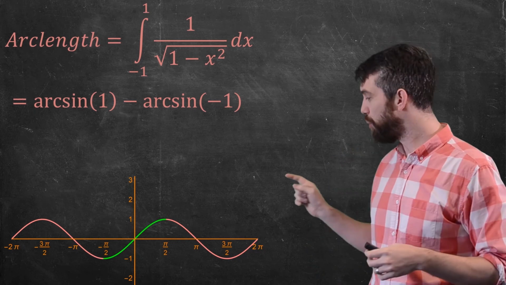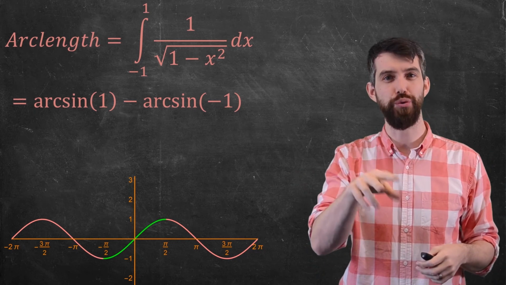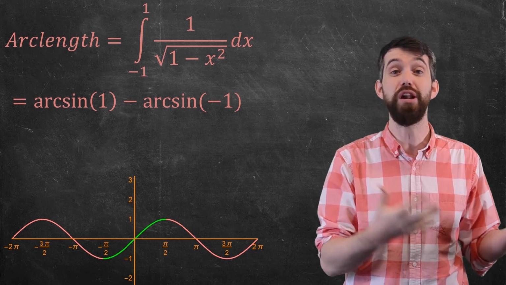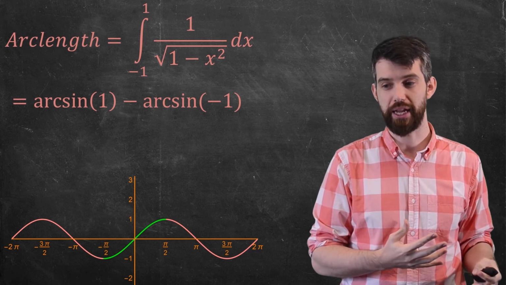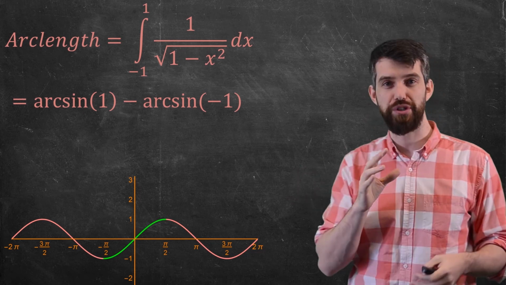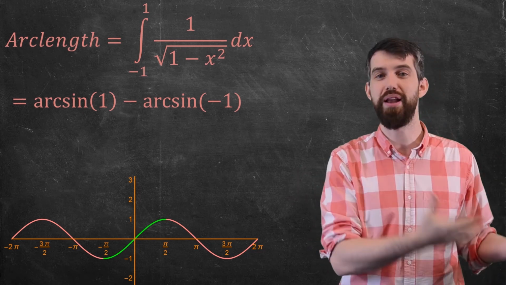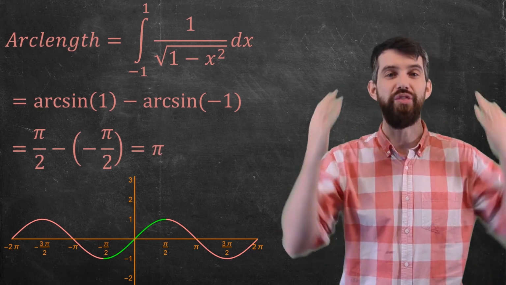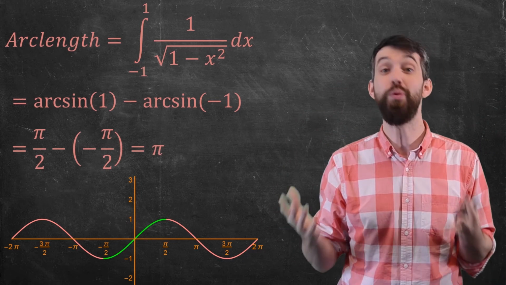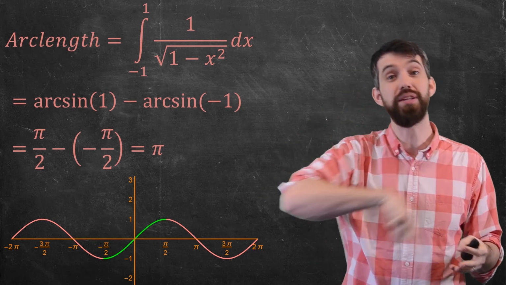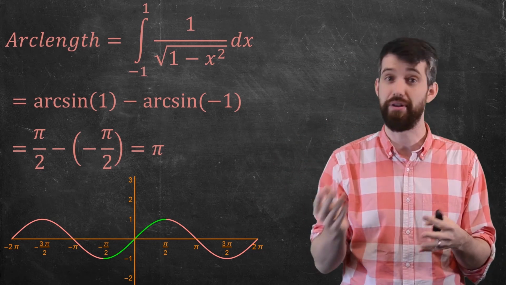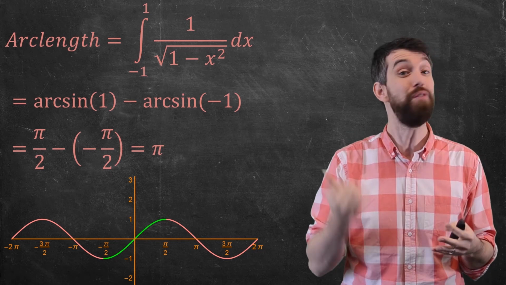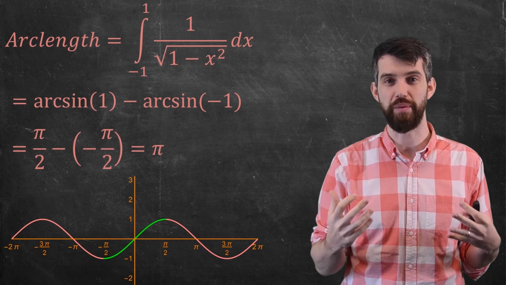Now, in this portion, sine of pi over 2 is 1, and thus arcsine, which is the inverse, means that arcsine of 1 is pi over 2. And likewise, sine of minus pi over 2 is minus 1, so arcsine of minus 1 is minus pi over 2. I can plug those in, and what do they get? They get pi. So indeed, we have verified this circumference of a circle of radius 1, or at least half of a circle, is indeed just going to be the value pi. And that means we've got great hope for our arc length formula.